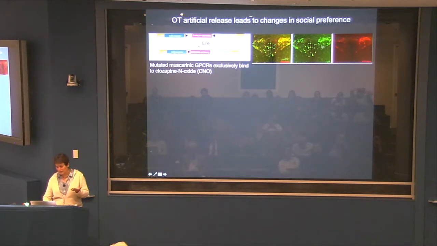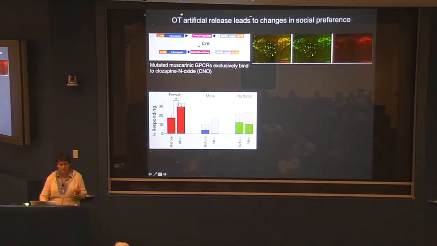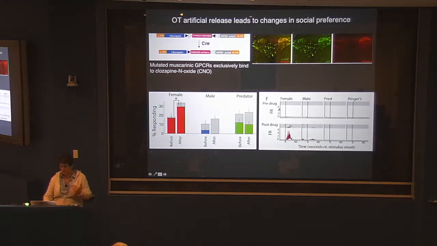So our infection with the virus expressing this artificial receptor was very efficient. And when we stimulate oxytocin release, we see this time exactly the opposite action as we had seen with the antagonist of the oxytocin receptor, which is an increase in the response to female cues. And here's the raw data for one of the units. You see this unit is very silent to both female cues, male cues, predators, ringer. And when we stimulate with CNO, then we suddenly see the emergence of this response to females.